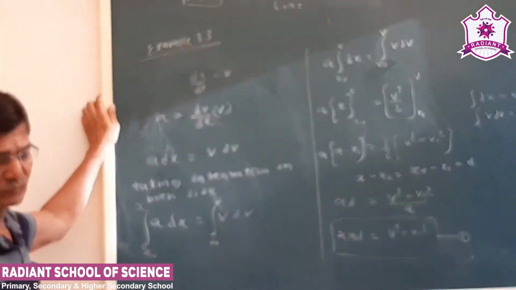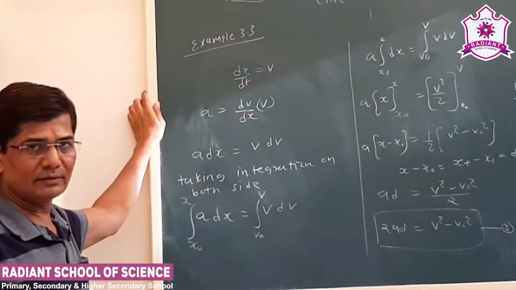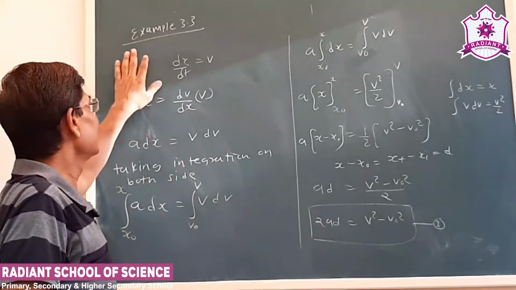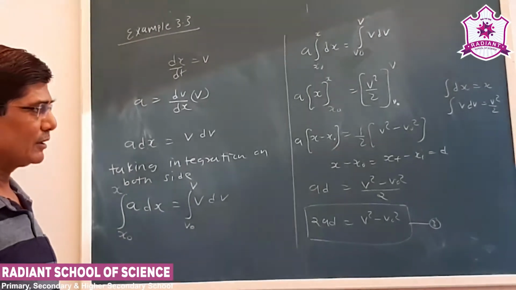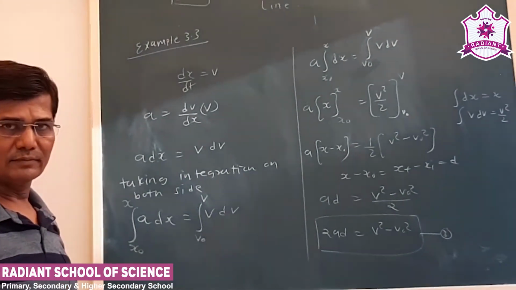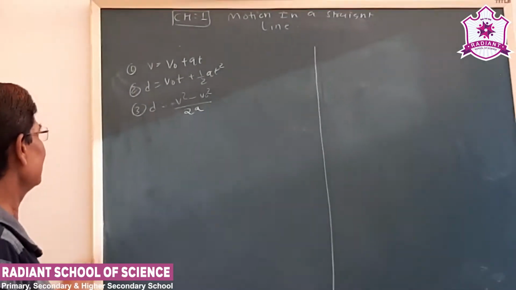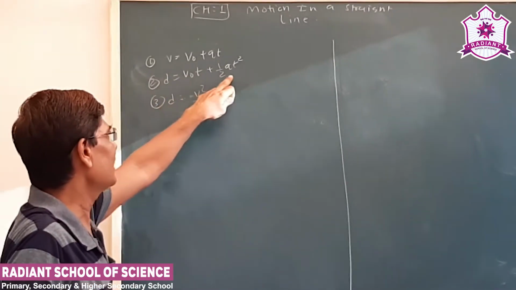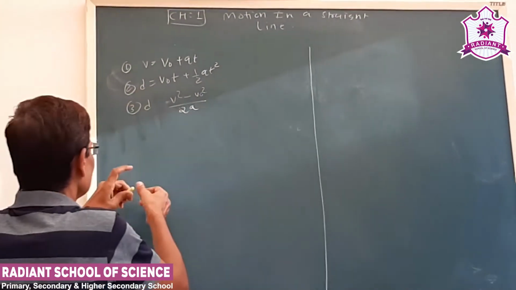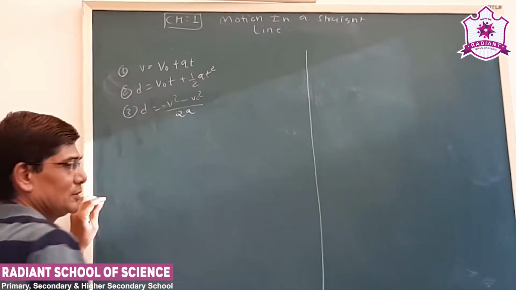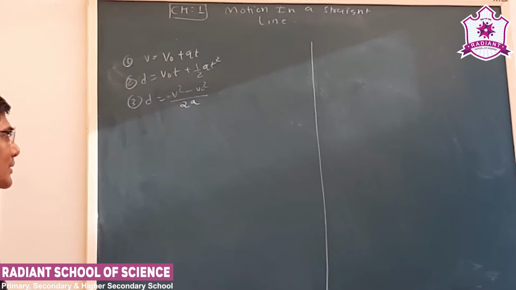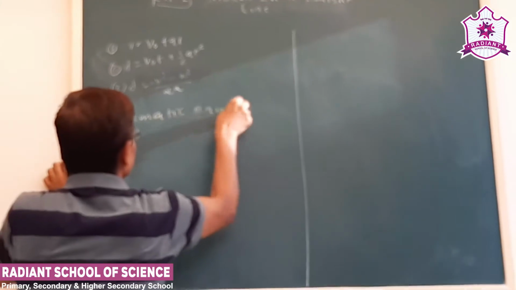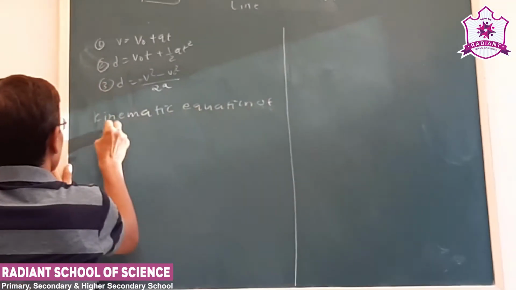We should know how to obtain this equation by both methods. Initially we derived it by using the graphical method, and secondly, in our example 3.3, we derived it by taking the help of calculus. Now just now we have derived three equations: v is equal to v0 plus at, d is equal to v0 t plus half a t square, and 2ad is v square minus v0 square, by taking the help of calculus. Now next is a very important topic, the kinematic equation of free falling.